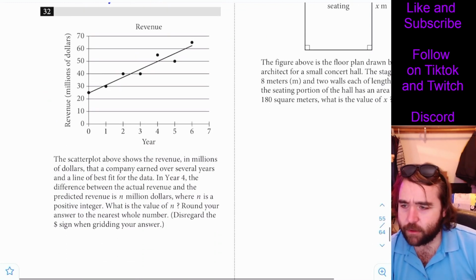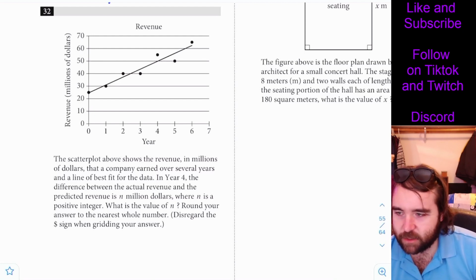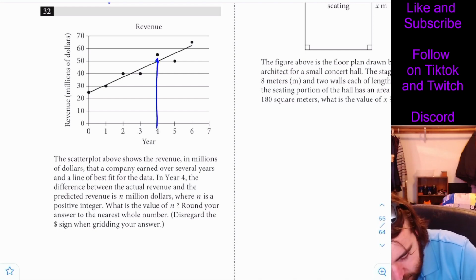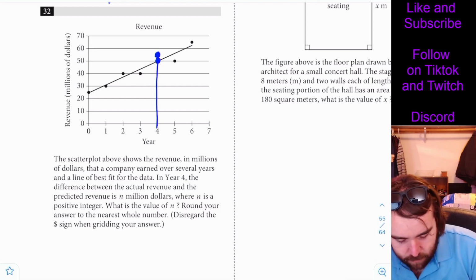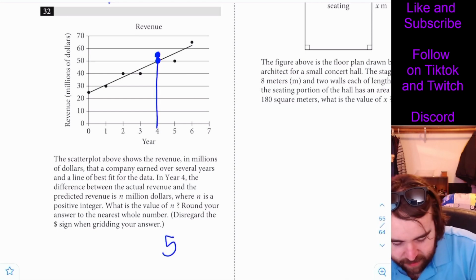All right. What is the value of n? In year 4, the difference between the actual revenue and the predicted revenue is N million dollars. So we already had a problem just like this. The predicted value is 50. The actual value is 55. So then it's 5.